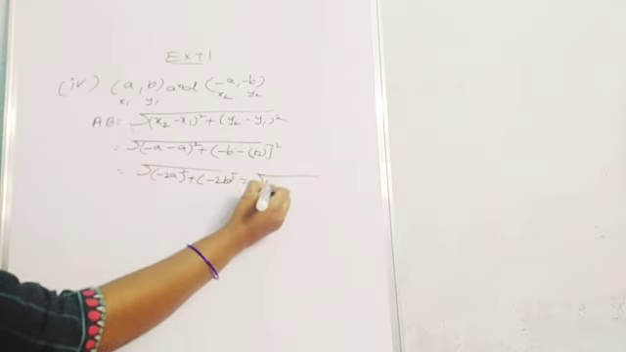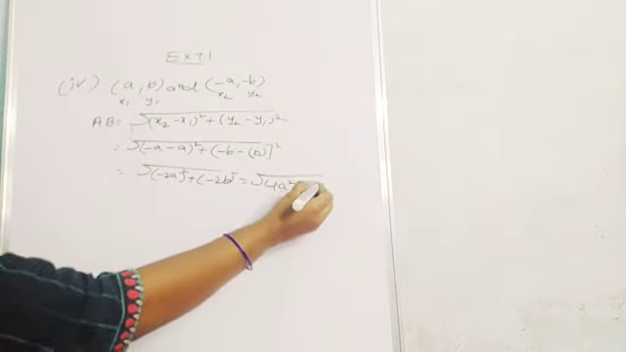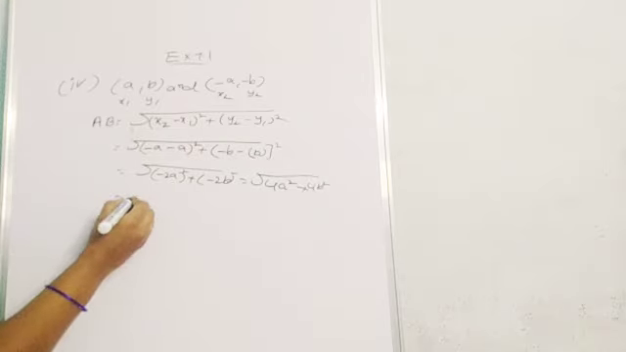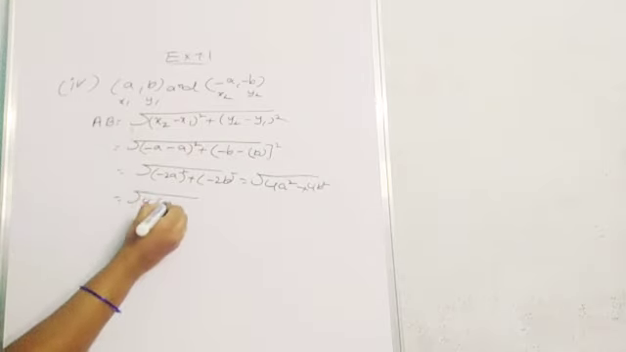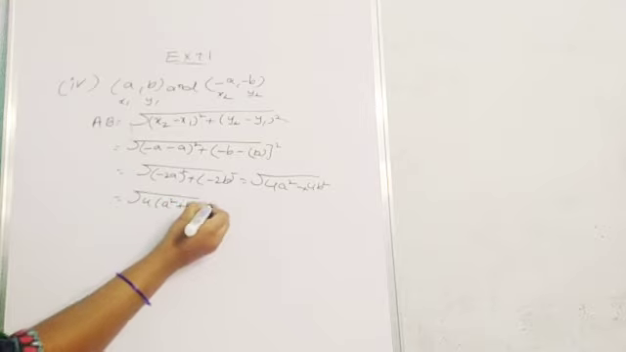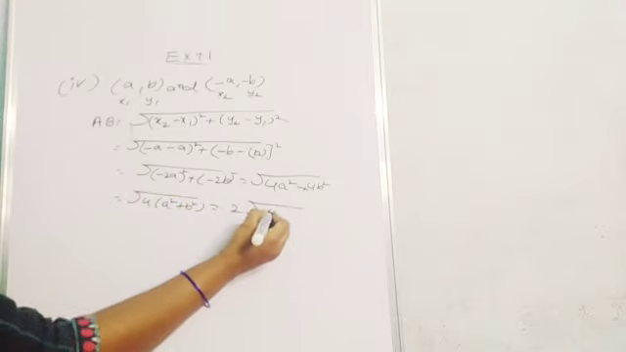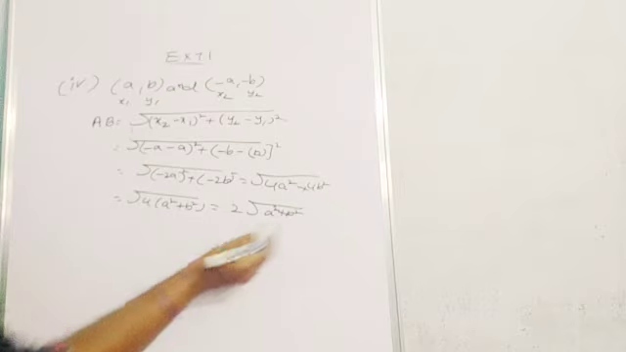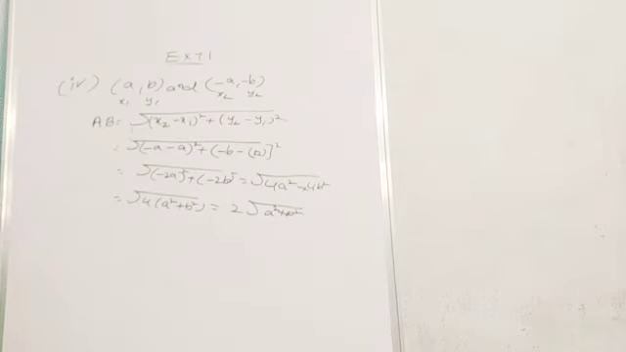Here we write 4a square plus 4b square. Now I take 4 common: 4 times (a square plus b square). Root 4 means 2. So 2 root of a square plus b square. This is the value for the distance between those two points.